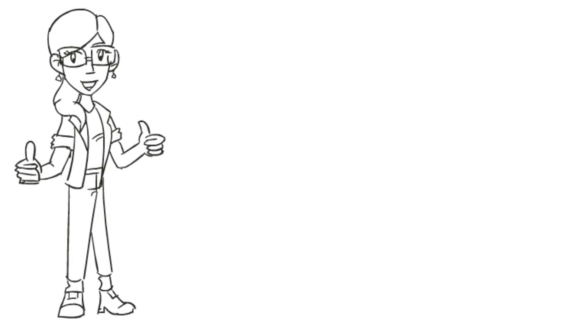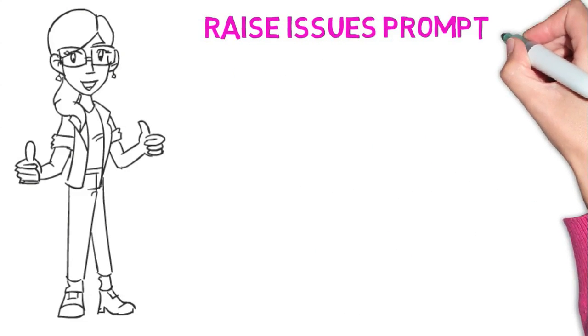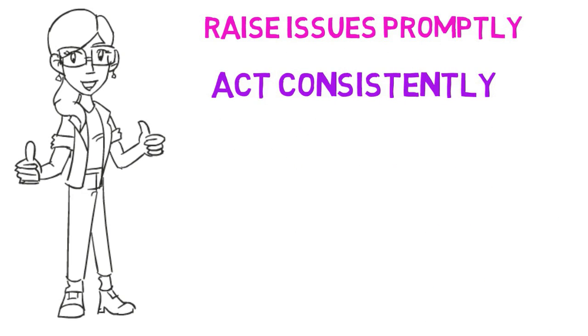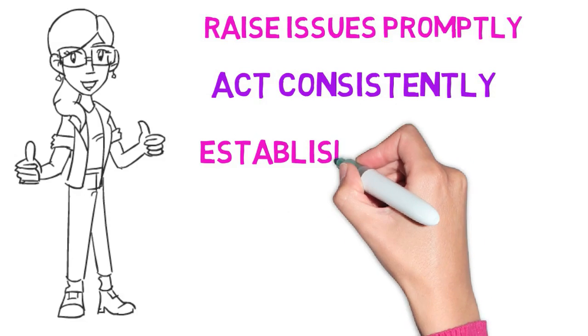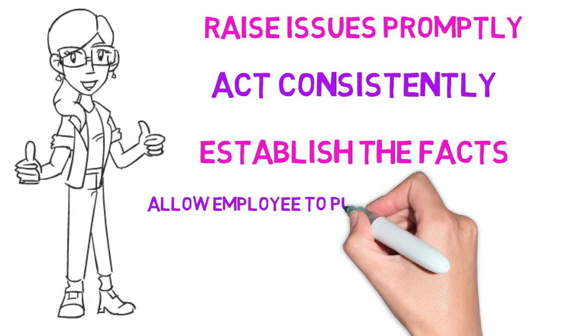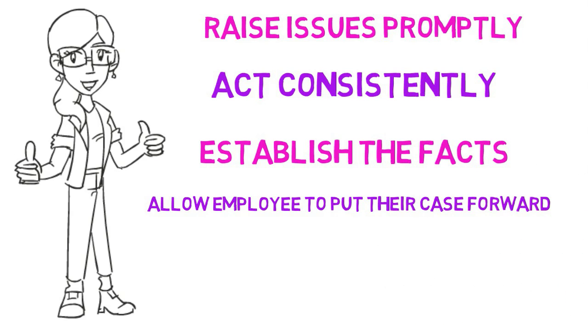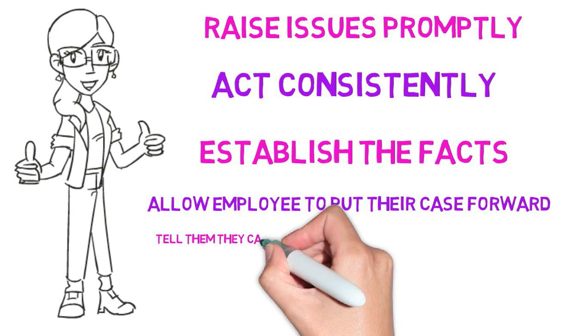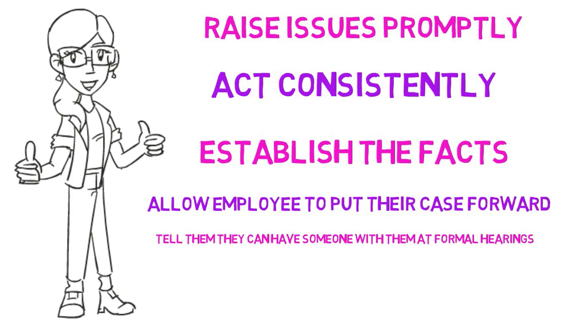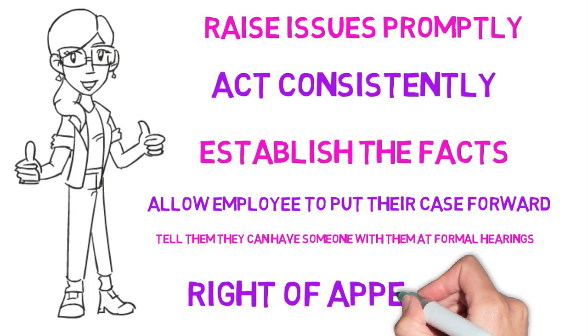Raise and deal with issues promptly. Act consistently. Carry out any necessary investigations to establish the facts of the case. Inform the employee of the basis of the problem and give them an opportunity to put their case forward before any decisions are made. Permit employees to be accompanied at any formal disciplinary meeting, and allow employees to appeal against any formal decision made.